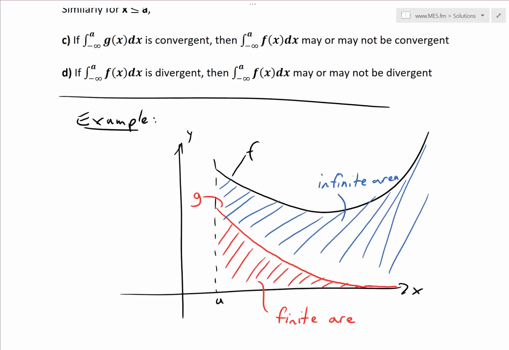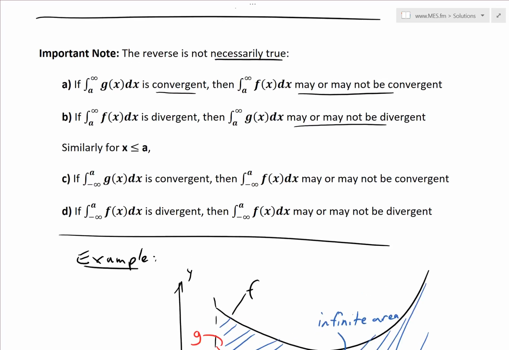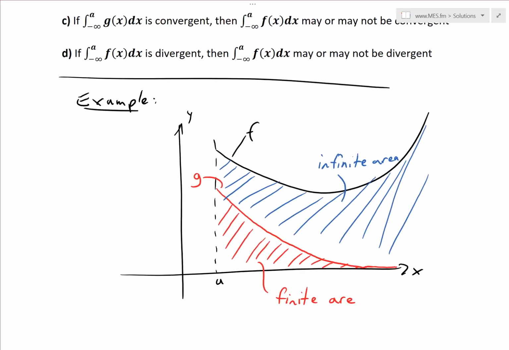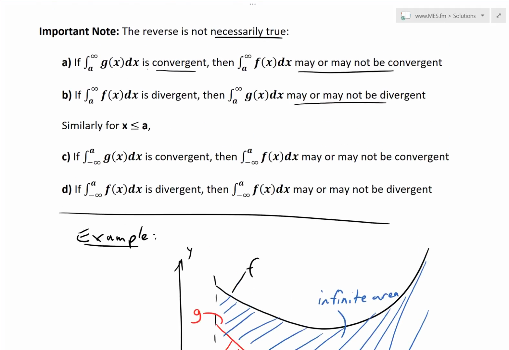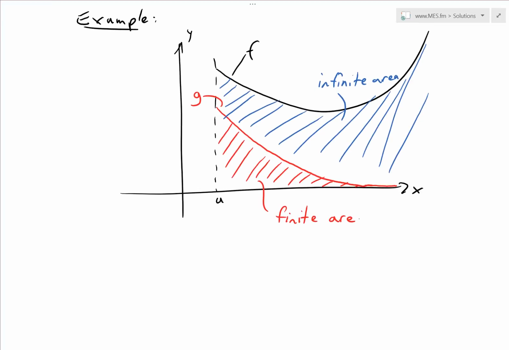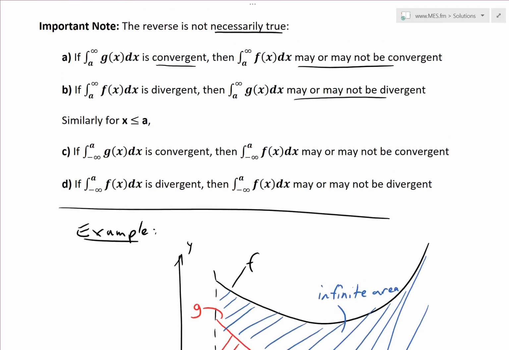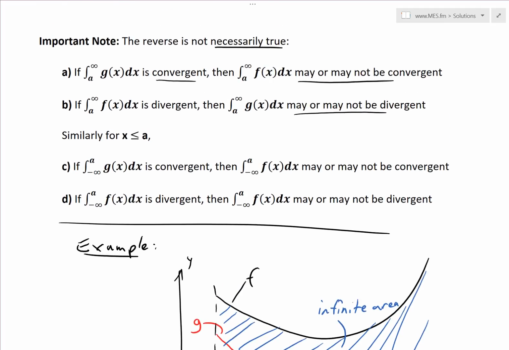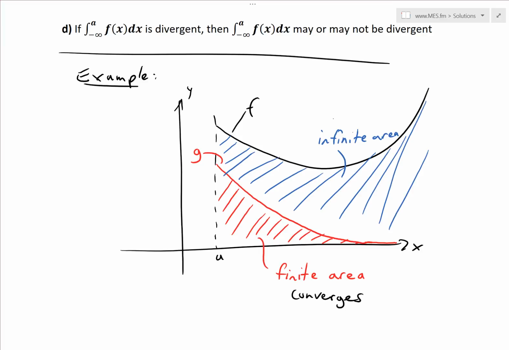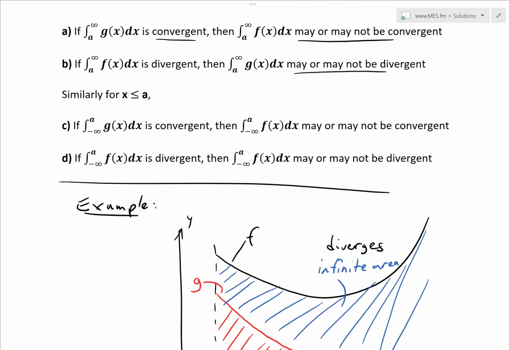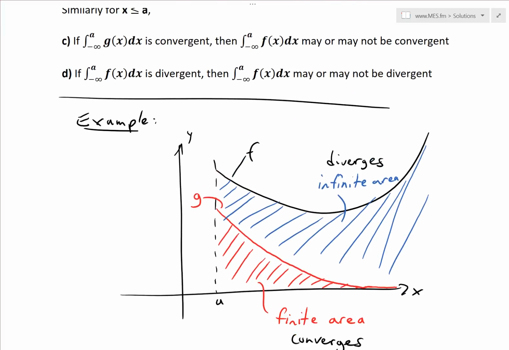So this example, just drawing this out, shows that the reverse is not necessarily true. In this case, if this function g of x is convergent, so it has finite area, this just means it converges right here. So the integral converges, but then f of x may or may not be convergent, and in this case it's divergent. So it clearly here is not convergent.